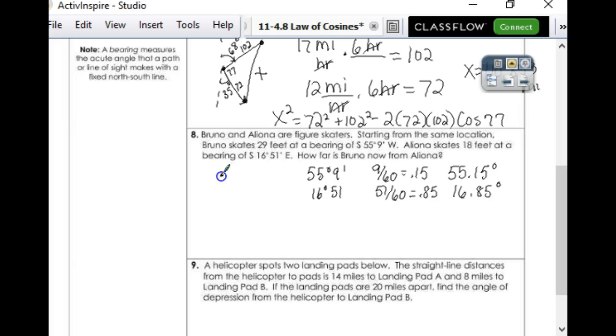So we've got two figure skaters, Bruno and Alana, starting from the same location. And he's at 55. So if this is my true north, and he's southwest, so this right here is my 55.15. So I went south, and then I went west. So Alana skates 18 feet. So that's 18. This is 16.85. And she's at south, and she went east. So this right here is my 16.85.